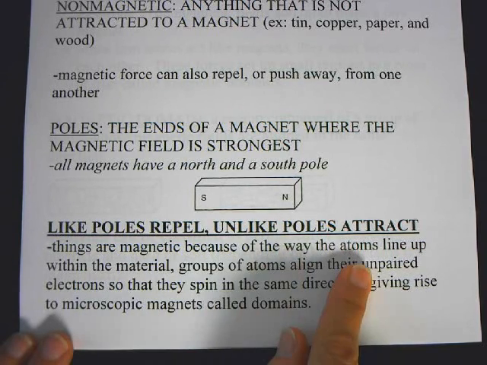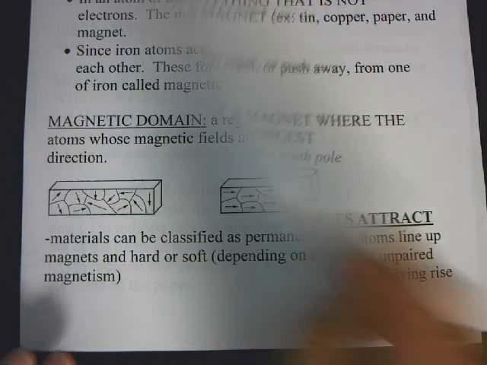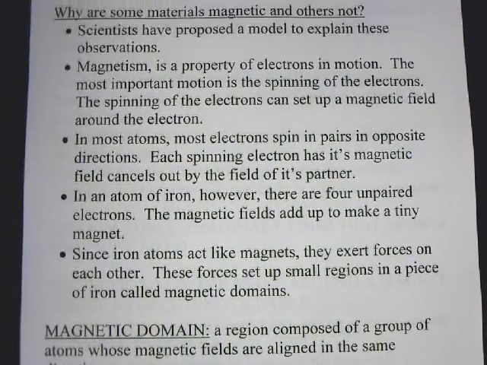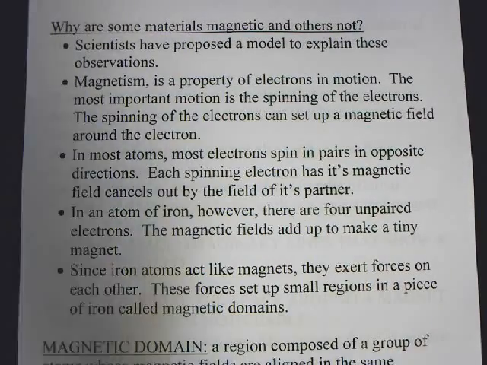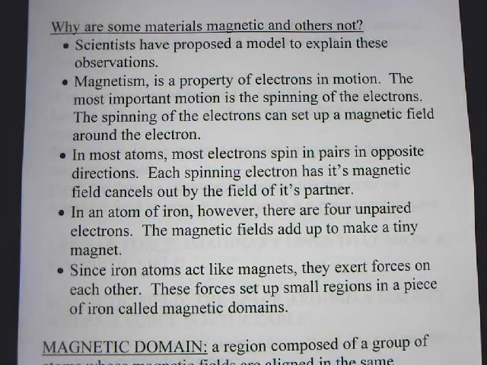So things are magnetic. It's not just the way the atoms line up. We know that things are magnetic because of one thing. It has to do with the electrons in the individual atoms. We know that materials are made up of atoms. Within atoms, we have protons, neutrons, and electrons. The electrons are in the outermost energy level. We know the electrons are moving around the nucleus. Well, electrons do two things. They revolve and they rotate.